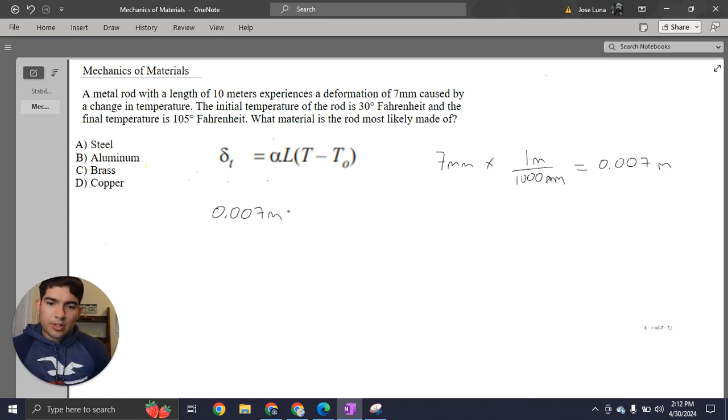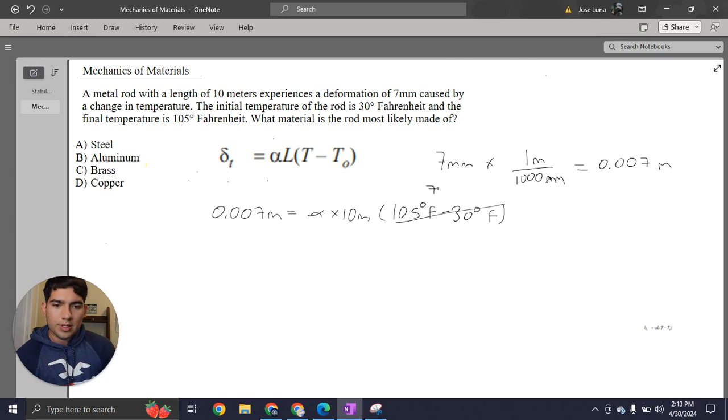So we have 0.007 meters is equal to the coefficient of thermal deformation, which we don't have for this problem. And then we have the length of the metal rod, which is 10 meters. And then the change in temperature, in this case, it's going to be 105 degrees Fahrenheit minus 30 degrees Fahrenheit. So we'll just write that real quick. So the total change in temperature is 75 degrees Fahrenheit.